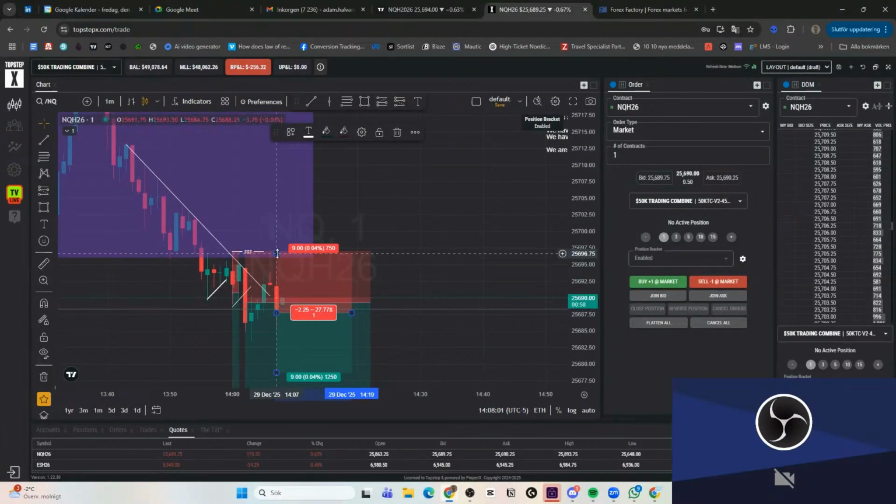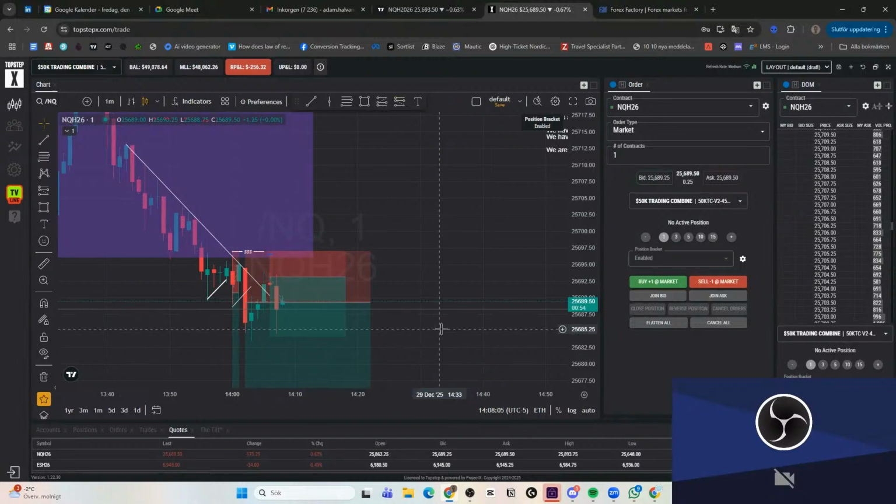Another double bottom. Oh, what's up? We'll see if we get this set up here.